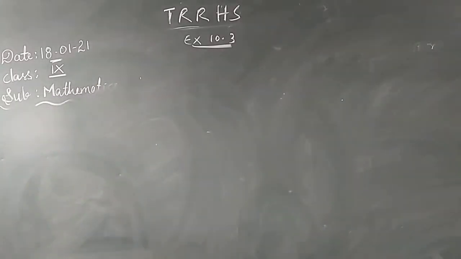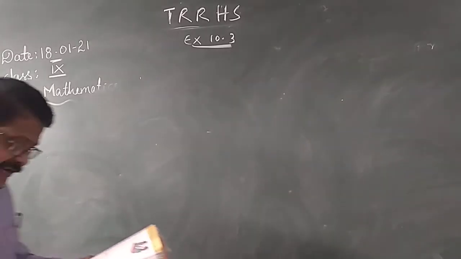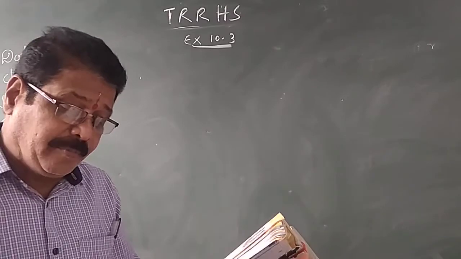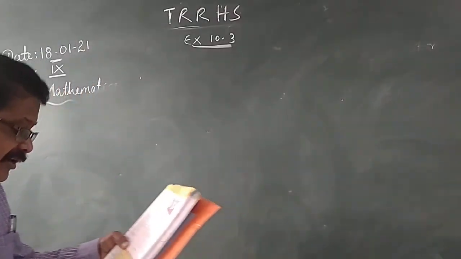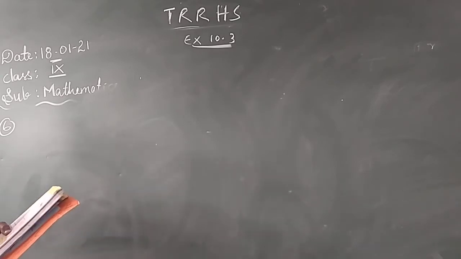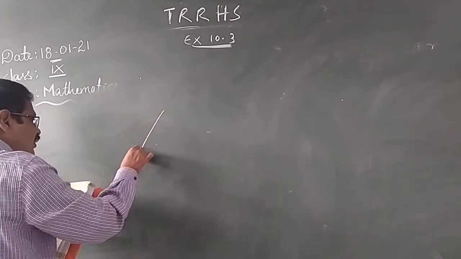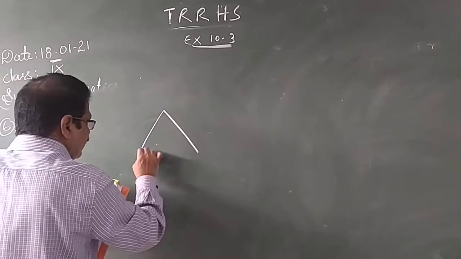Sixth problem, children. The height of the tent is 9 meters. Its base diameter is 24 meters. What is its slant height? The tent is in conical shape. You know this. This is the tent like this.